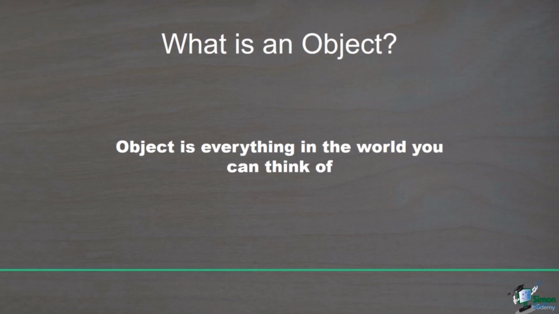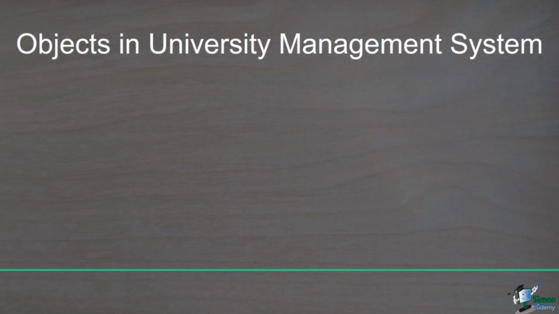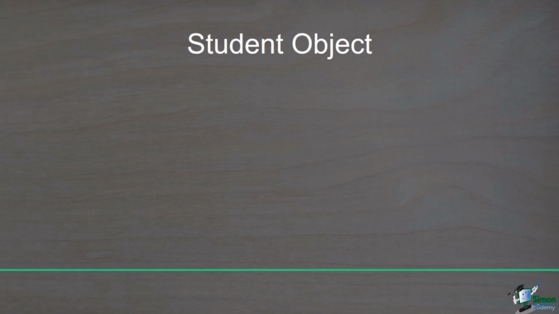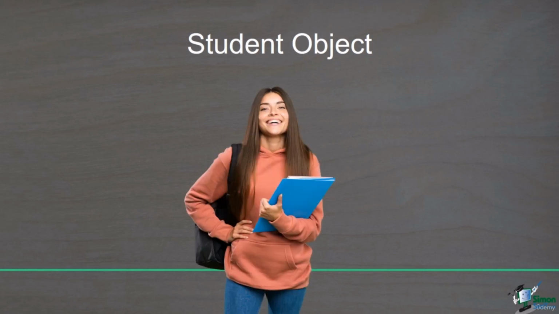If it's still confusing, let me show you some examples. Suppose you are going to create a university management system. In such a system, you can see lots of concepts, including students, professors, courses, classrooms, employees, textbooks, and exams. Each of these can be considered as an object, and each object has two parts, attributes and behavior.